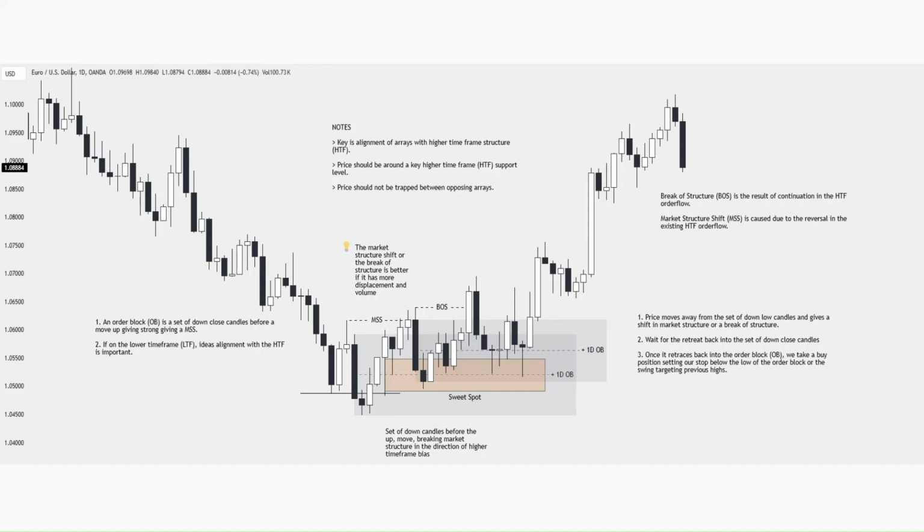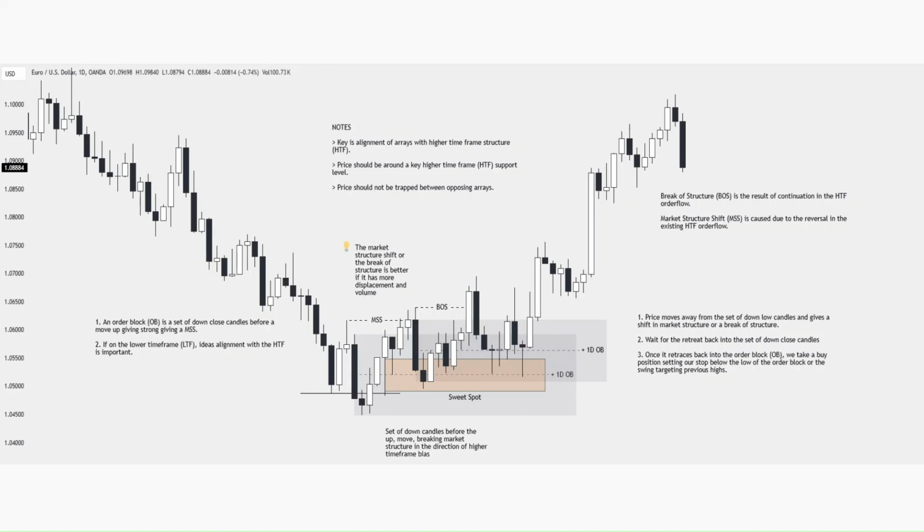So if that's clear, we'll go over how we can identify an order block on the charts. This is a simple explanation of how order blocks can be seen or identified. A set of down close candles before the move up, breaking market structure in the direction of higher time frame bias. The market has moved. This is the set of down close candles right before the break of market structure, or the market structure shift. Now we can use this as an order block.